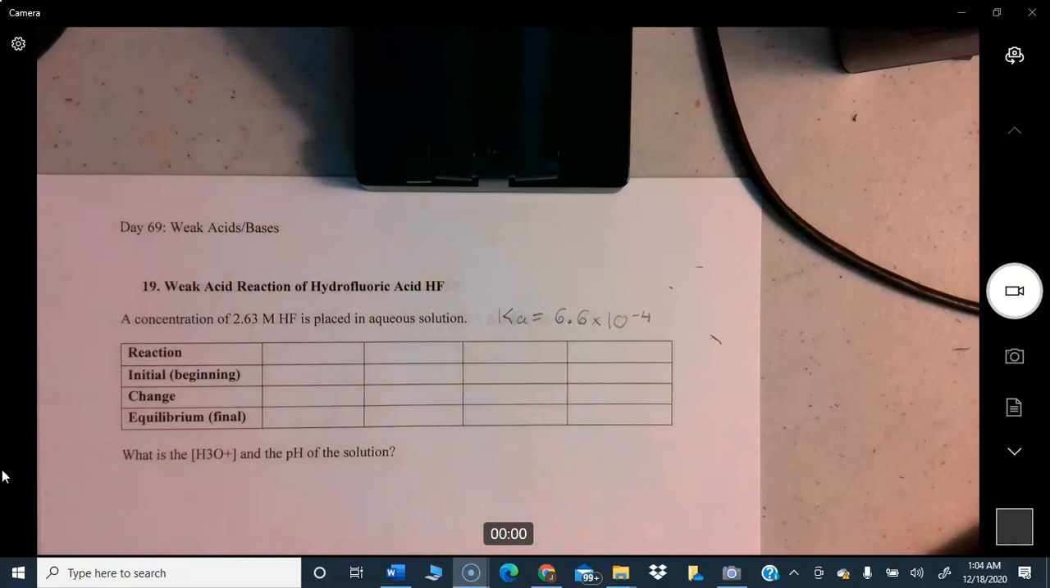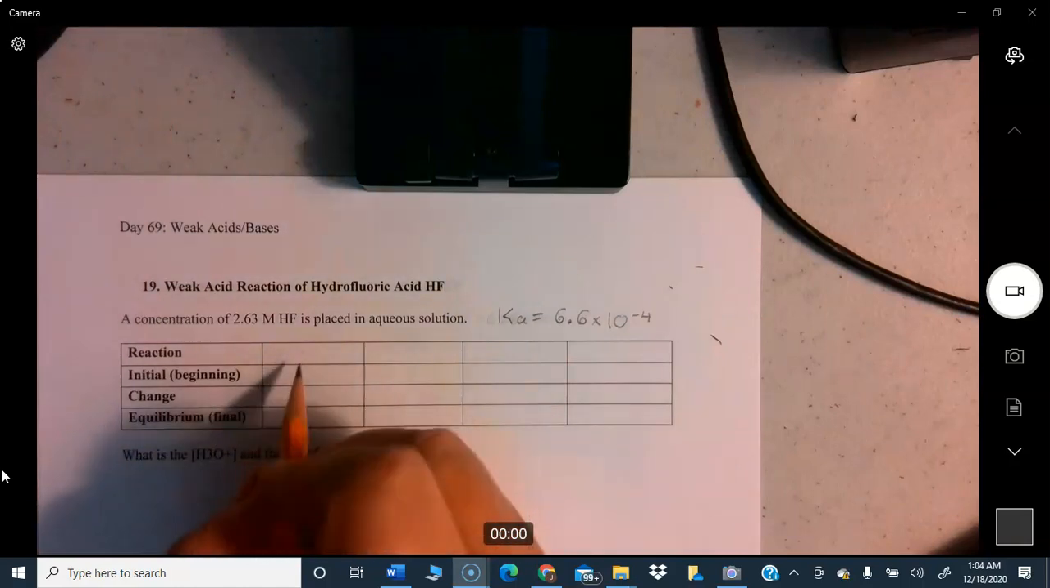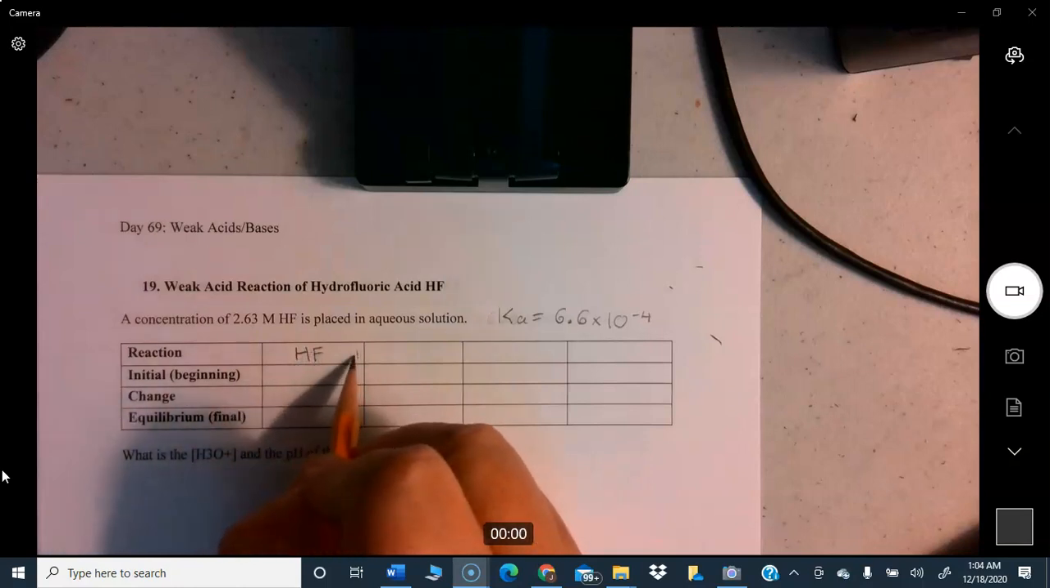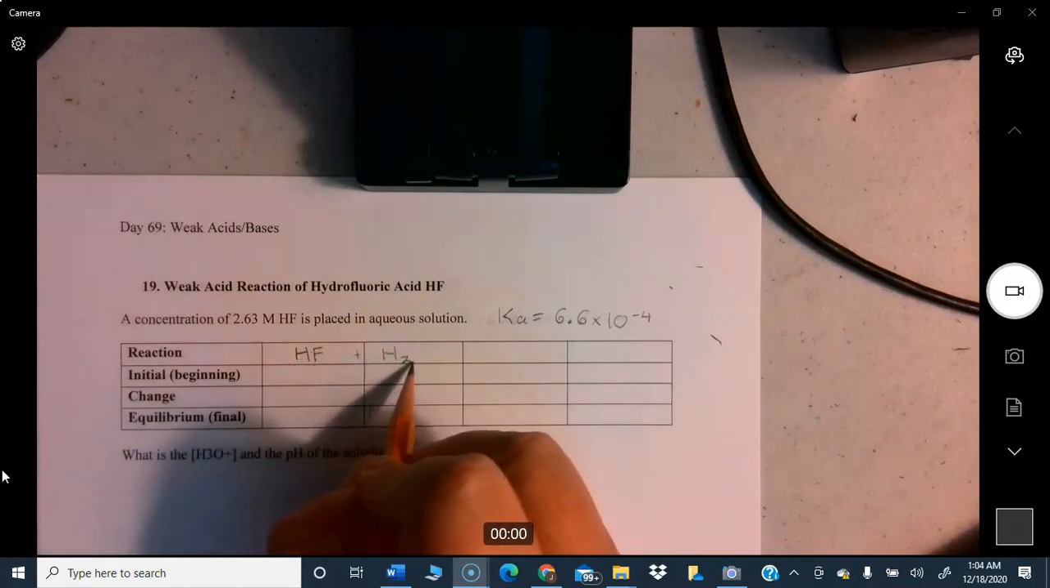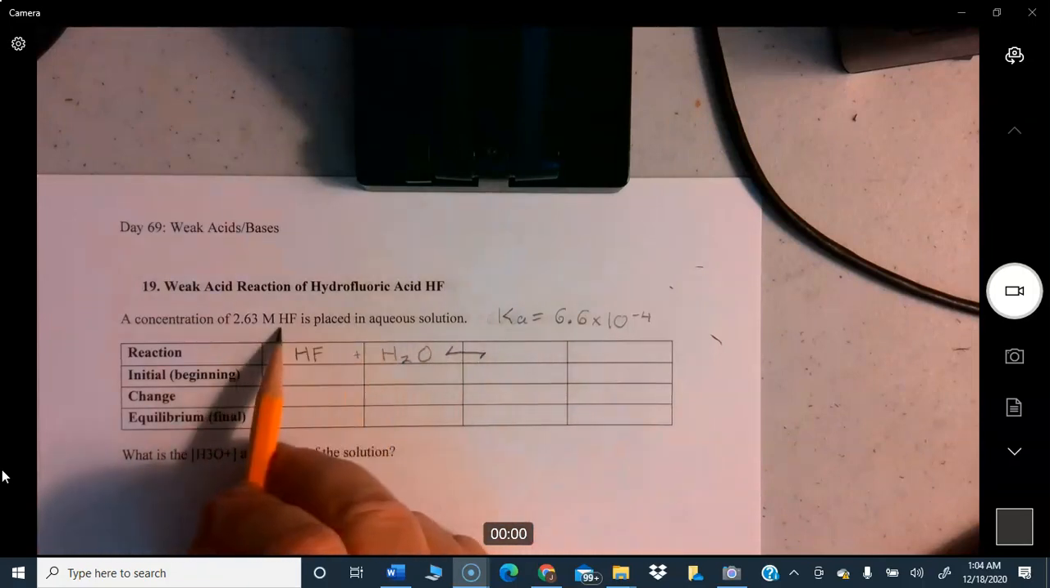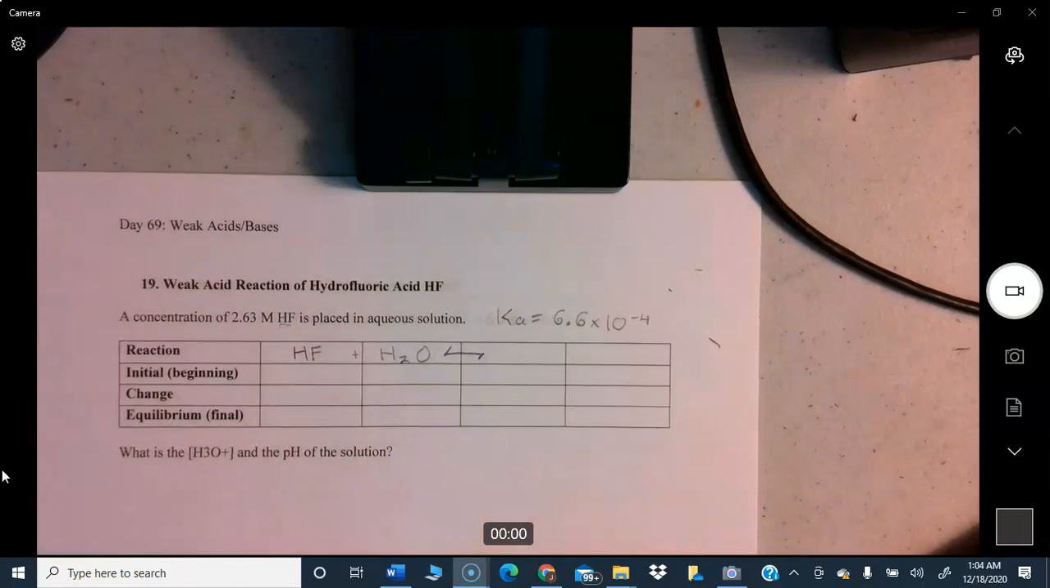Okay, so let's go ahead and do this. Let's write this reaction out. So HF. It's not one of the strong acids. It kind of looks like a strong acid, but it is not a strong acid. It is a weak acid.